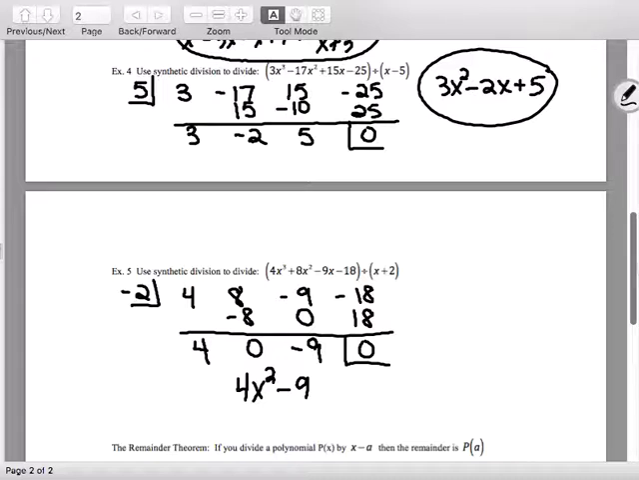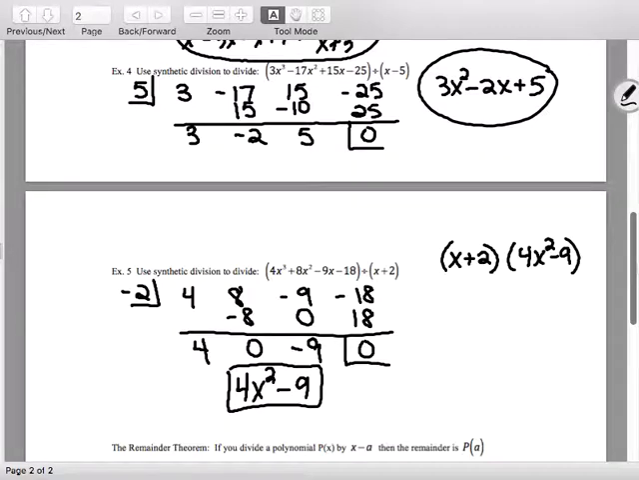And I want to pause here a moment. This is the answer. But what if I said to you, I can make a little twist here and say, use synthetic division to completely factor the polynomial. So watch this. That means x plus 2 times 4x squared minus 9 multiplies to the 4x cubed plus 8x squared minus 9x minus 18.